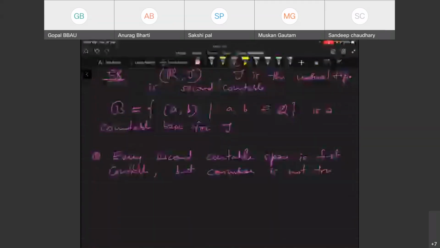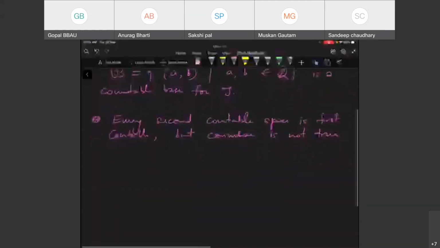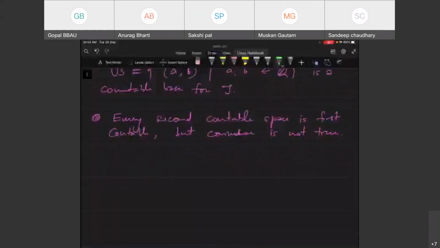Can anyone tell me an example of a space which is first countable but not second countable? Can you give me a space which is first countable but it is not a second countable space? Sir, the tree topology in R.